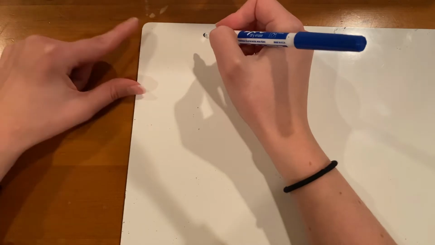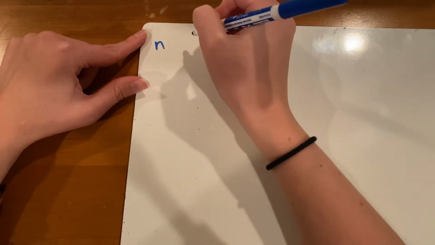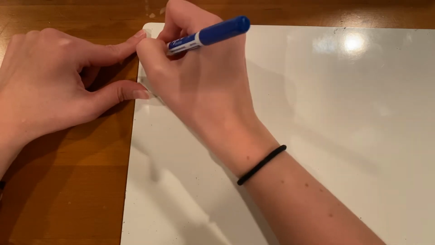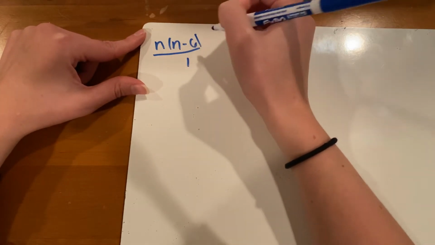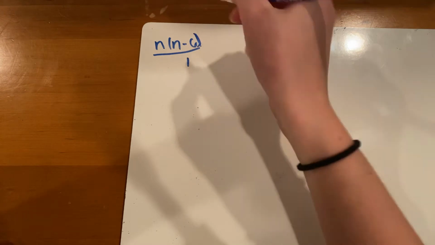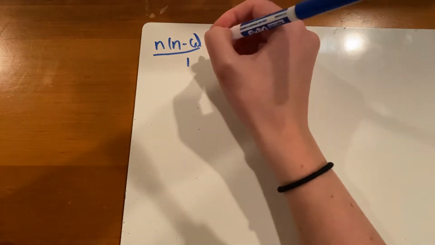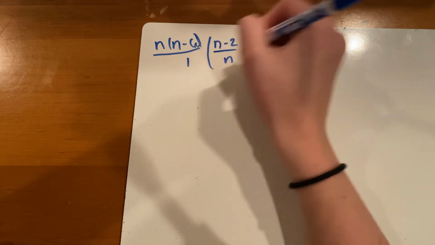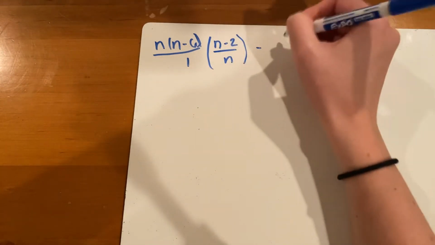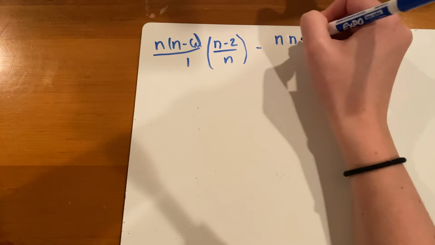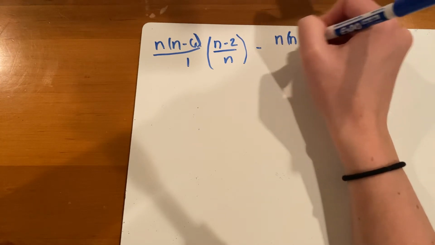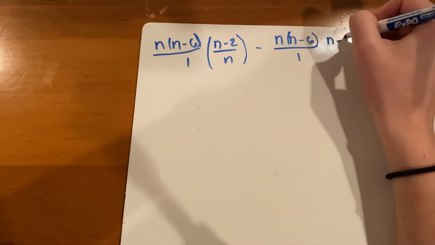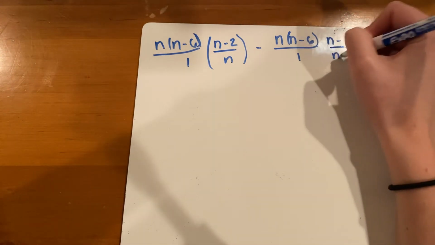Okay, so I'm just rewriting what I just said. Our least common denominator is n times n minus 6 over 1, and we're multiplying it by each part of our original problem. So now we have that times our first term, which is n minus 2 over n, minus n times n minus 6 over 1 times our second term, which is n minus 3 over n minus 6.